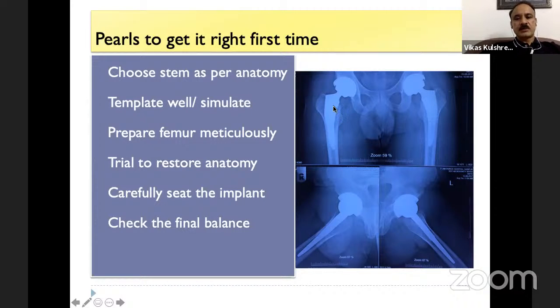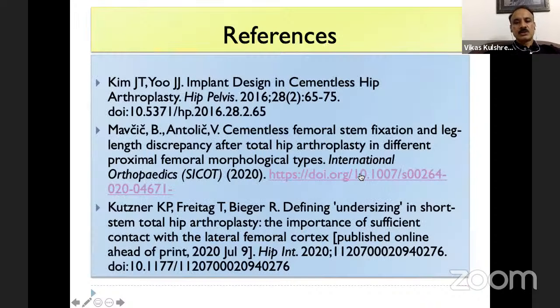Templating is also important. You simulate the surgery when you template. You prepare the femur meticulously to match the design. You trial a number of times before you open the final head, even before the stem, when you're trialing to decide your offsets. So deciding your offset, whether to use high offset or standard, you should trial well. And then after putting the stem in, what should be your head size? So you get two shots at it to decide your offsets, which should be carefully done. Ensure that you have seated well, and finally check the balance as we just mentioned. So these are a few references which the audience can go through about the implant designs for cementless hips.